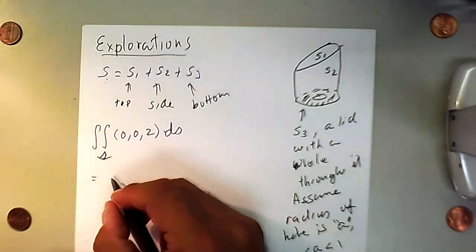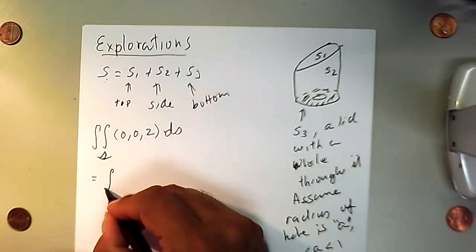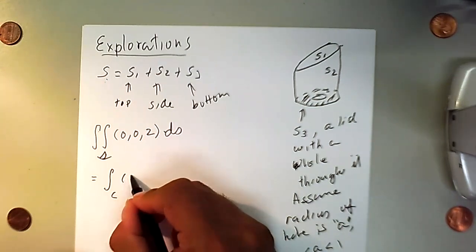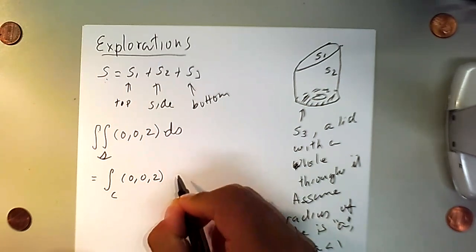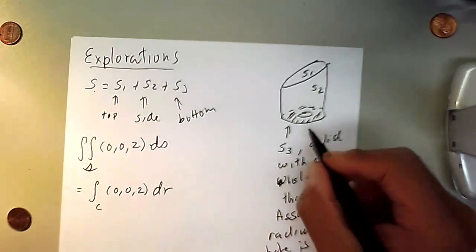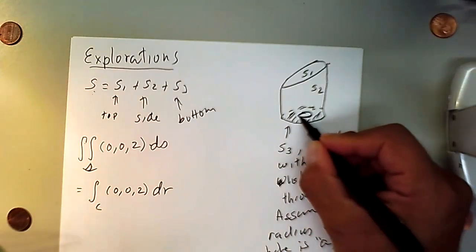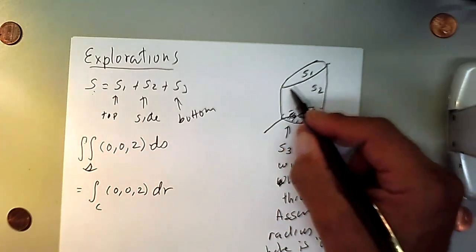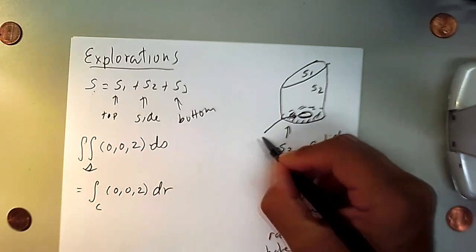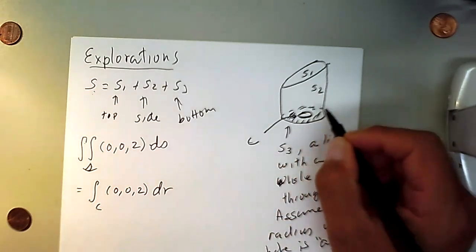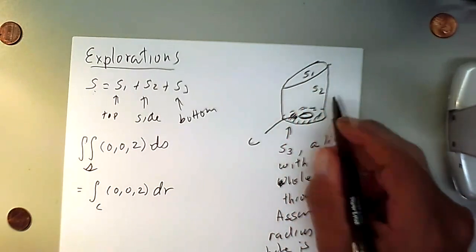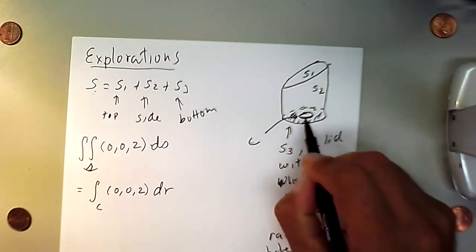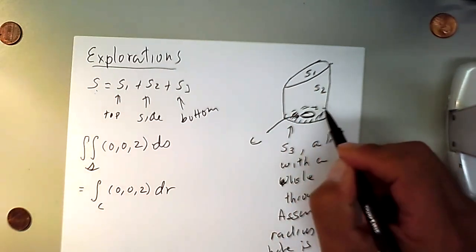The curl. So this would be the line integral of 0, 0, 2 dr, but C is going to be the boundary of the hole, which is also the boundary of the surface. Yeah, so that would be C. C is closing in the bottom. So we have a surface that is not quite closed because it has a hole on the bottom.